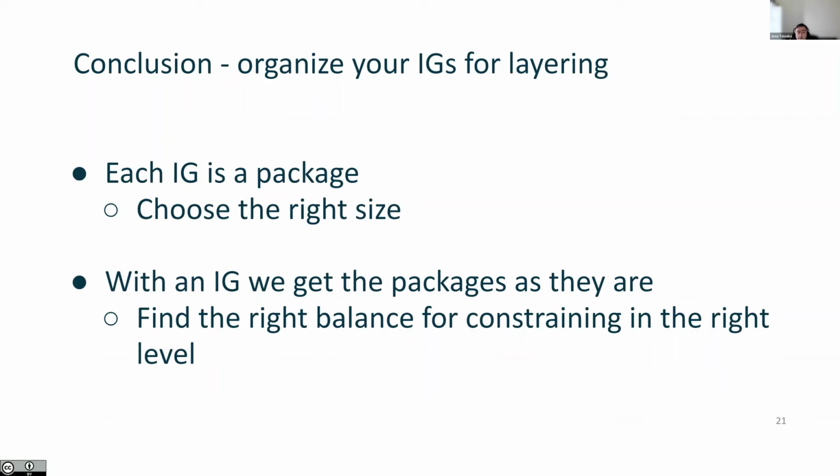And another important thing, just repeating what I had said before, with an implementation guide, we get the packages as they are. So when we inherit the national specification, we get the national specification as it was published by our national authority. So if I'm working on a project, I don't have the power to go and change my national specification. So it's really important to find the right balance for constraining at the right level, meaning that if something is mandatory on the national level, then it becomes required for everyone that wants to adhere to that specification, which in practice doesn't mean that we are over limiting. It means that developers will simply ignore our specifications.